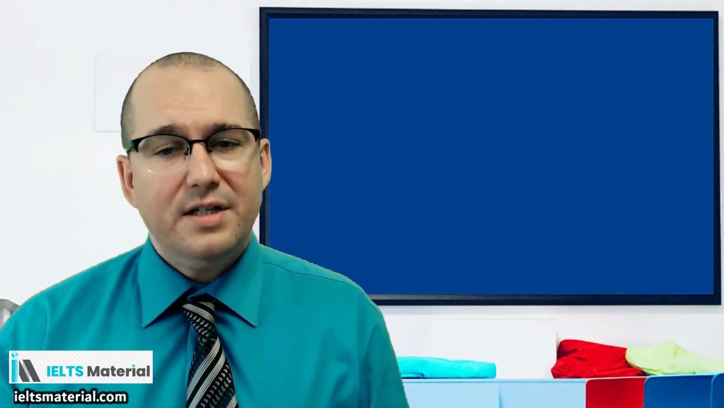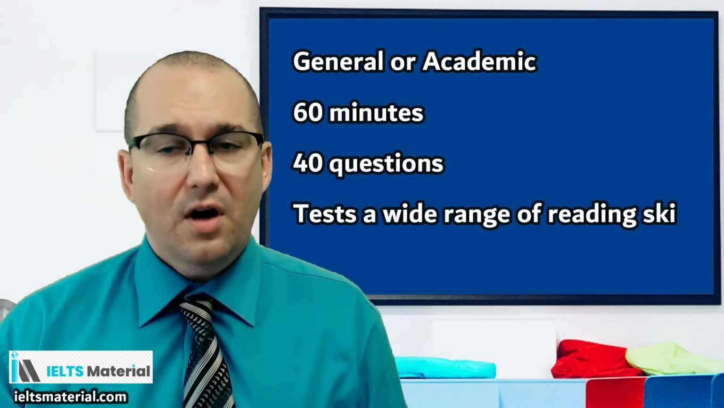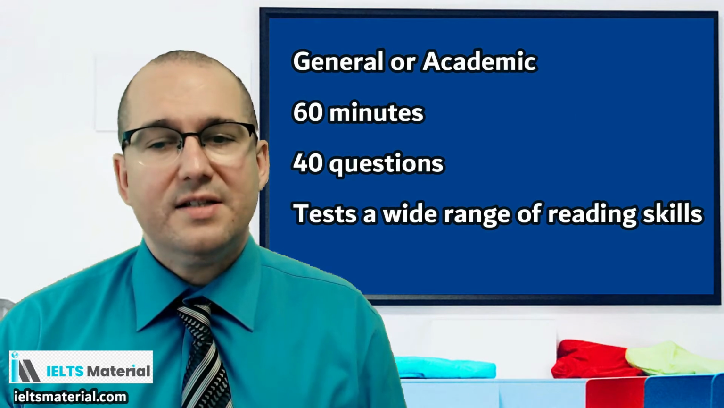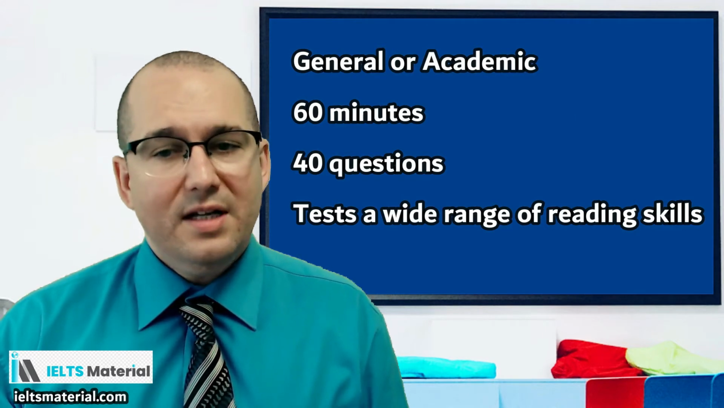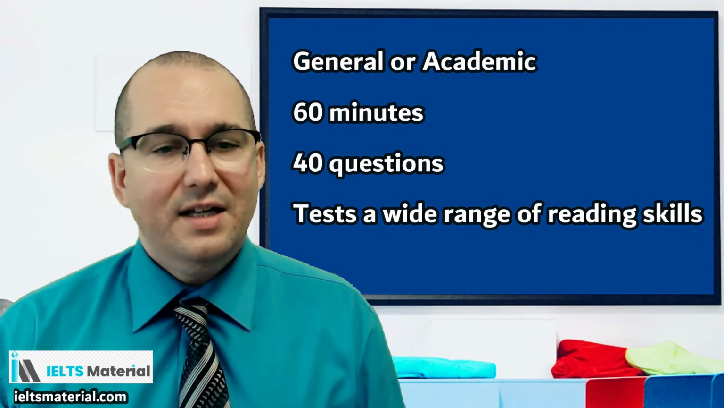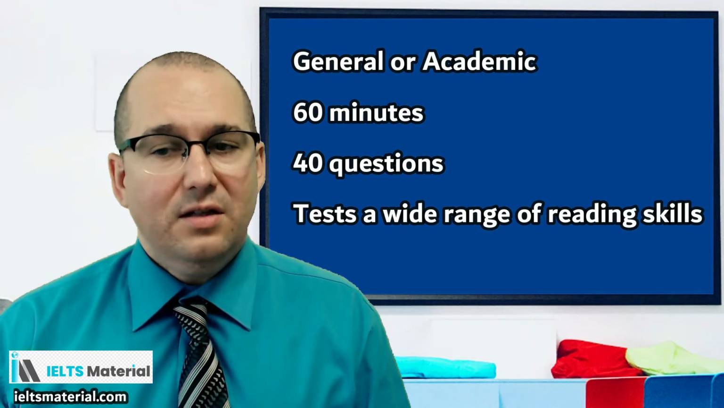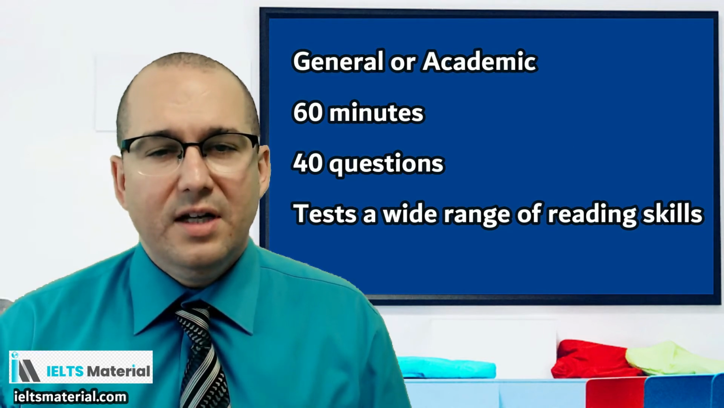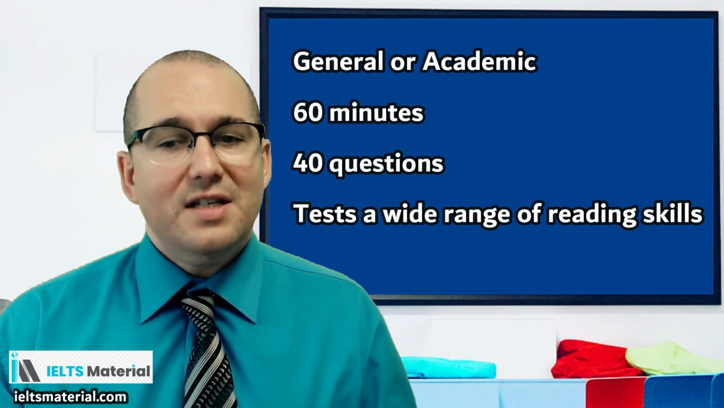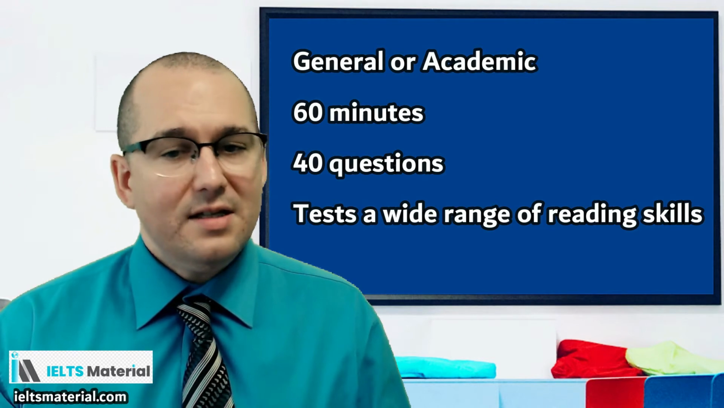Now, earlier I mentioned that the academic and general reading tests are different, but there are many parts that are exactly the same. For example, both tests are 60 minutes. The reading section consists of 40 questions for both versions. It is designed to test a wide range of reading skills. These include reading for gist, reading for main ideas, reading for detail, skimming, understanding logical argument, and recognizing writers' opinions, attitudes, and purpose.